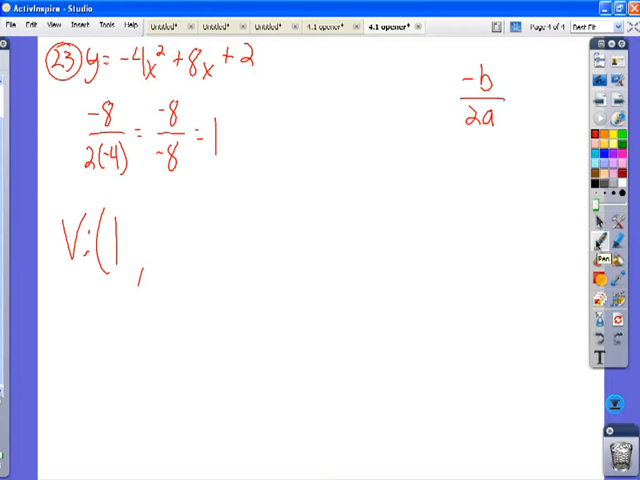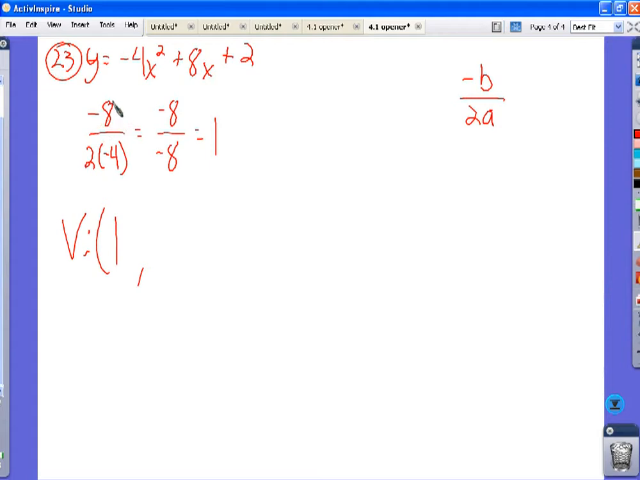Pick it up with you from here. Again, we do negative b over 2a to find the x part of the vertex. Negative b is 8, so there you go, negative 8. Over 2a, a is negative 4, 2 times negative 4. So you get negative 8 over negative 8, or positive 1.